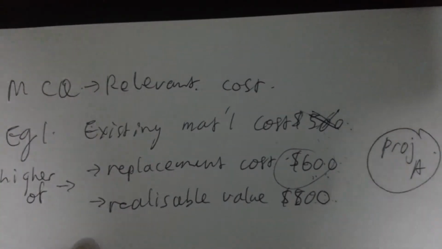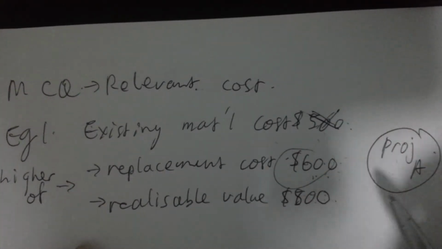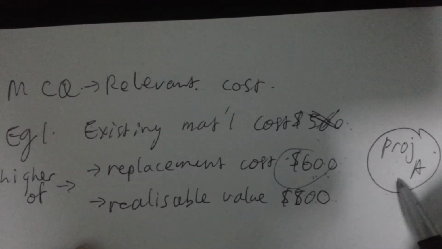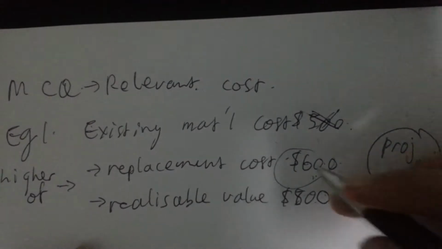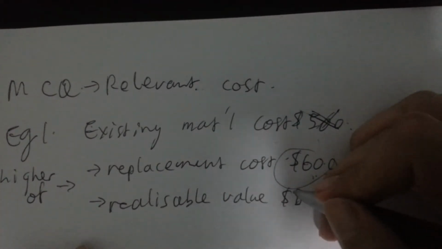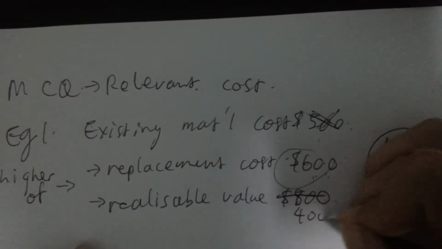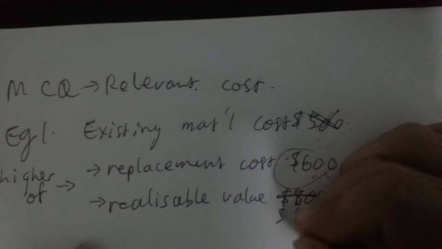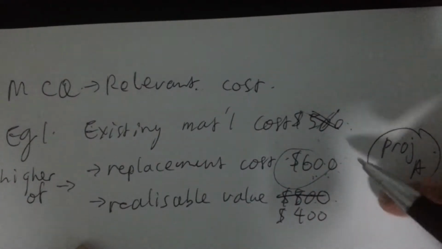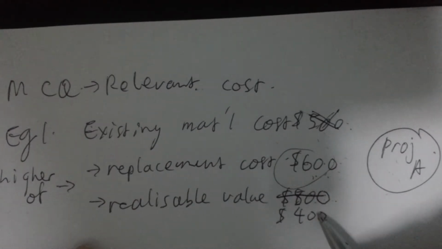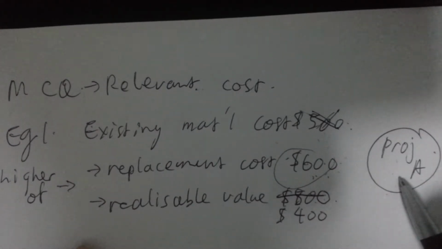So in this case, based on 800, you charge the customer, maybe 800 plus a certain percentage of markup for that project A. Okay, let me reverse this a bit and make this into another example. Say perhaps now you found out that the realizable value of this materials is 400. In this case, what would you choose as your basis to charge customer for project A?